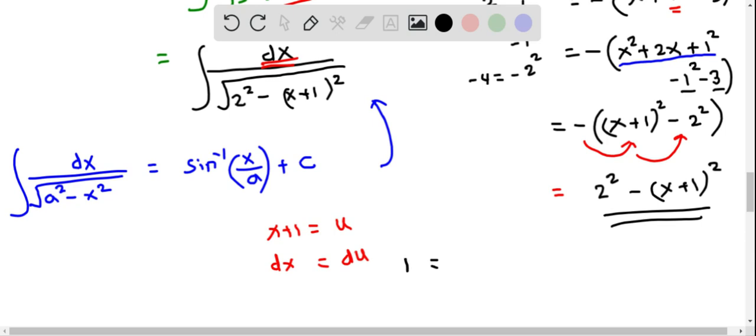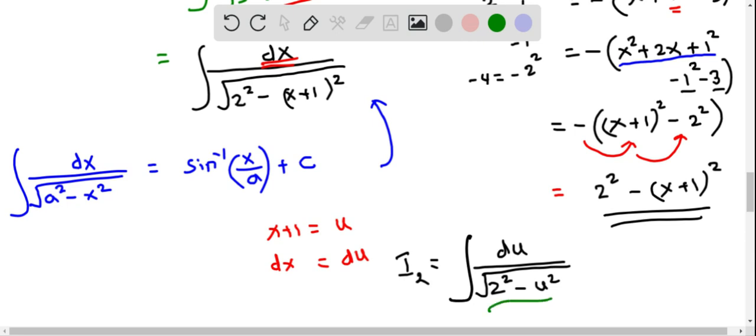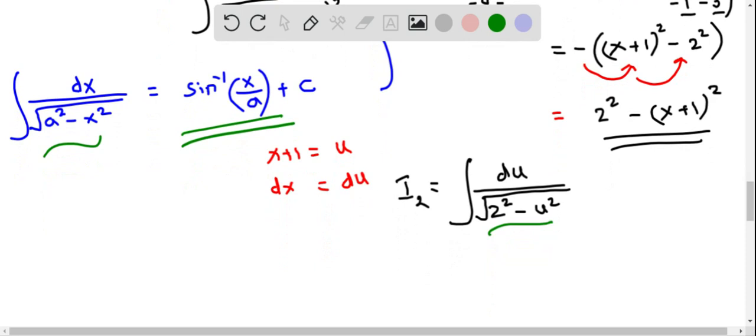So therefore our integration I2 is equal to, dx is replaced as du divided by the square root of 2 squared minus (x plus 1) quantity, which is u squared, under the root. Now we can easily compare this form with this formula, where a is replaced by 2 and x is replaced by u, which means according to the integration rule, it is sine inverse of x over a. So when we integrate using this formula, this becomes sine inverse of u over a.